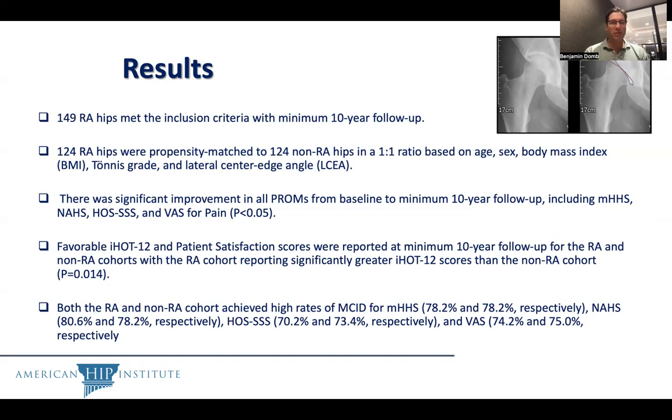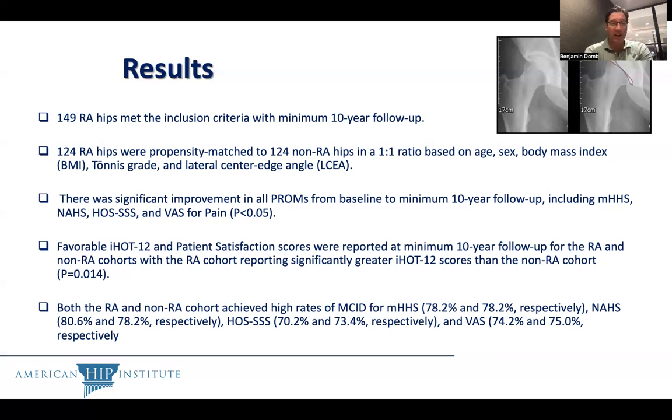There was significant improvement in all of the patient-reported outcome scores for the retroverted group from baseline to minimum 10-year follow-up, including Harris hip score, non-arthritic hip score, hip outcome sports-specific subscale, and visual analog score for pain. In addition, favorable IHOT and patient satisfaction scores were reported at minimum 10-year follow-up for both the retroverted and non-retroverted cohorts, with the retroverted cohort actually reporting significantly greater IHOT scores than the non-retroverted cohort.